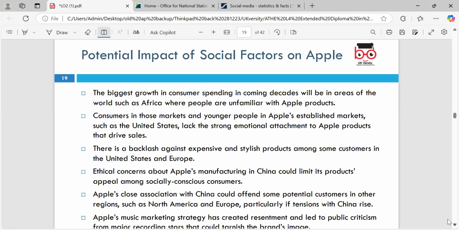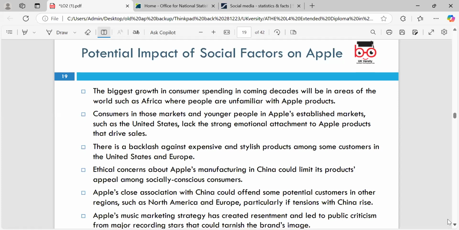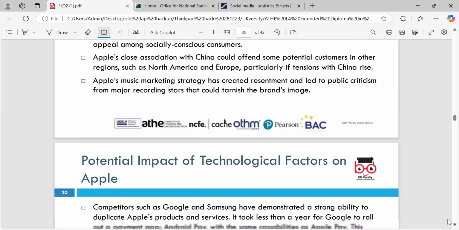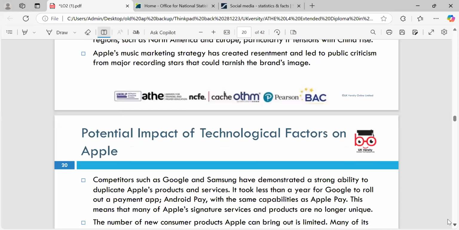So we have to look around the backlash against expensive and stylish products among customers in the United States and Europe. Ethically, there is concern about Apple manufacturing in China, which limits the product's appeal to socially conscious consumers. We have to look around Apple's association with China in North America and other parts of the world. The Apple Music marketing strategy has created resentment among the public.